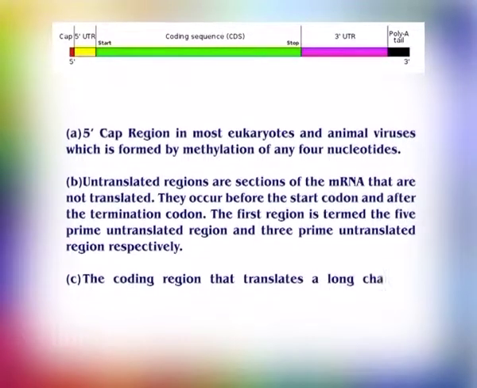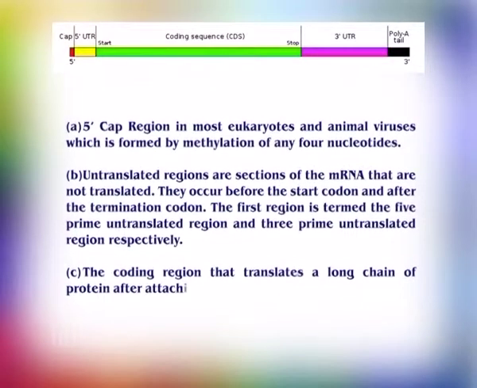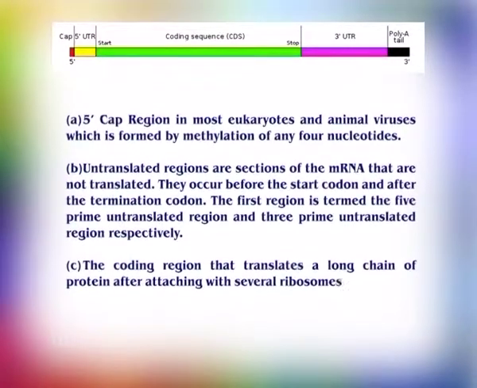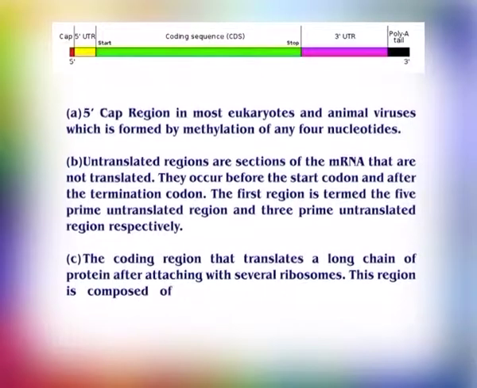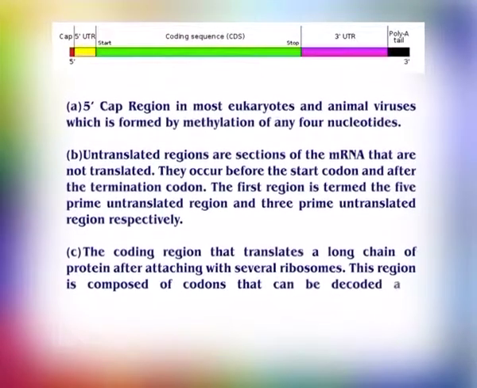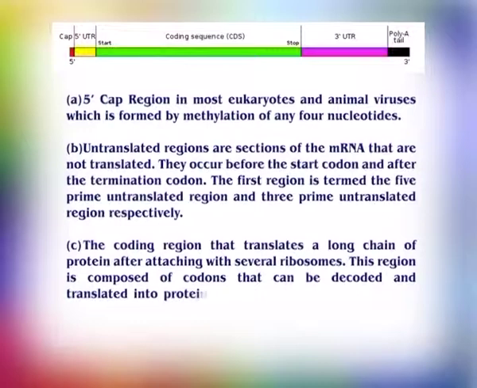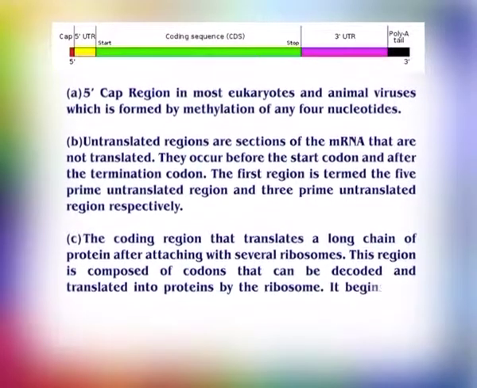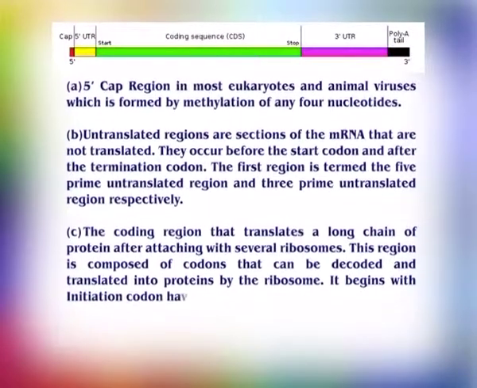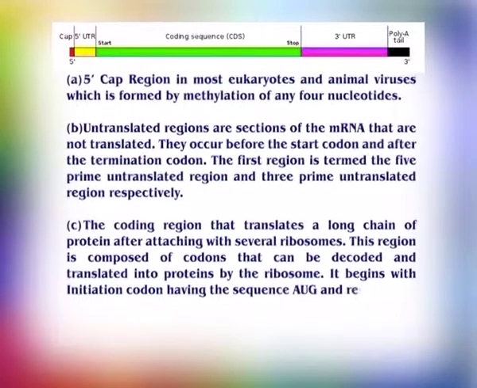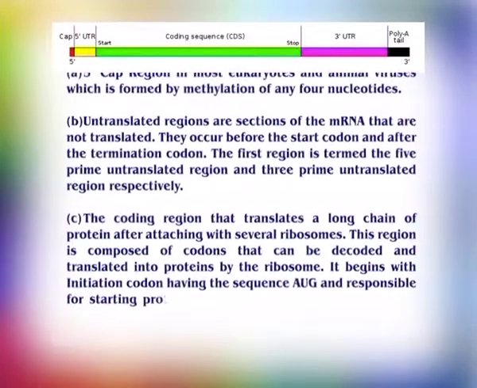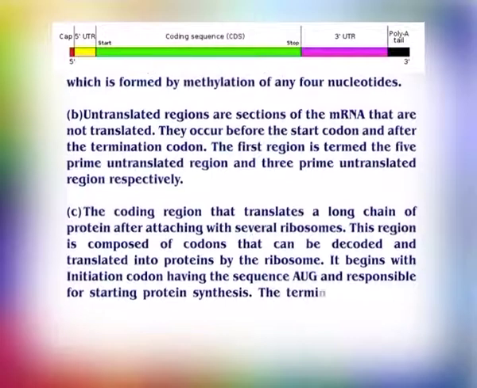C. The coding region that translates a long chain of protein after attaching with several ribosomes. This region is composed of codons that can be decoded and translated into proteins by the ribosome. It begins with initiation codon having the sequence AUG and responsible for starting protein synthesis.